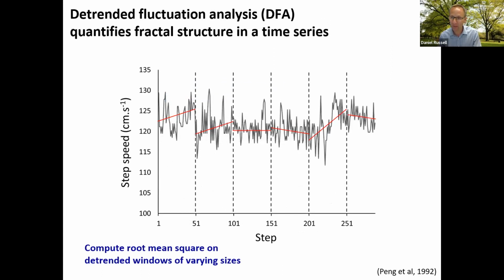There's a technique that we can use to calculate this and try to tease these fractal properties apart. This is called detrended fluctuation analysis, DFA. What DFA allows us to do is quantify a fractal structure in a time series. And this is how it's done. You take your time series and you break it into windows. Here, going from 1 to 51 is our first window.